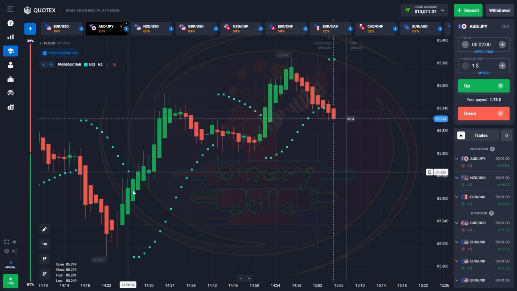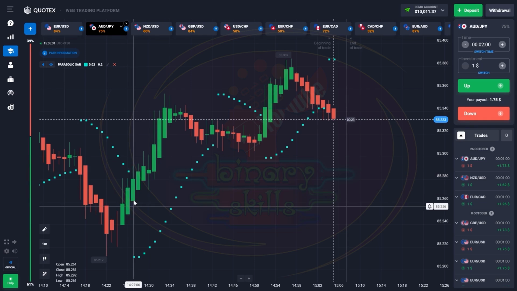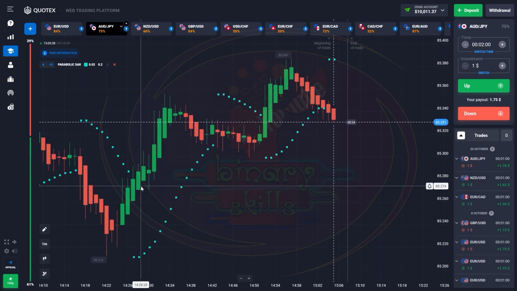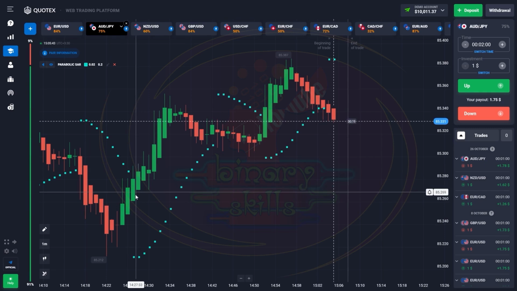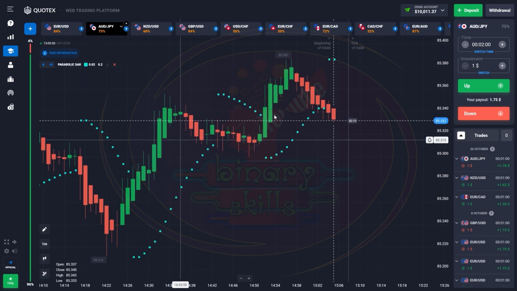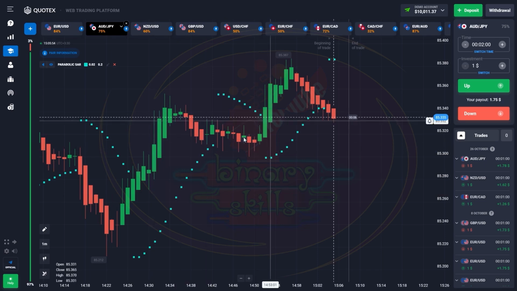Once the parabolic SAR dots move below the green candles and the green candles have no lower shadow, we are allowed to enter a 2-minute upward trade, an up or buy trade. As you can see, if we had entered the trade here or even on the next candle, we would have easily made a profit. The opposite of this scenario is also true.